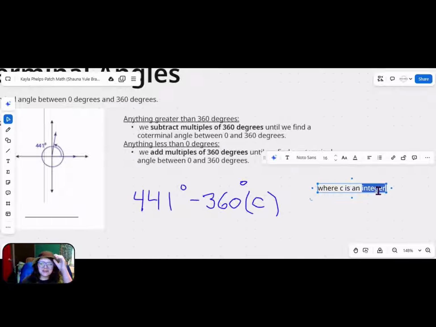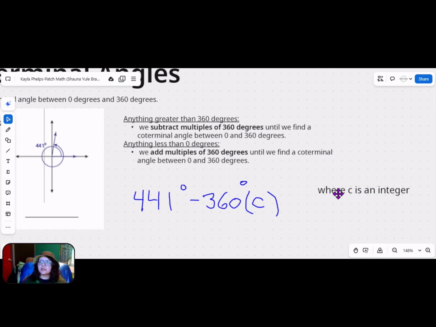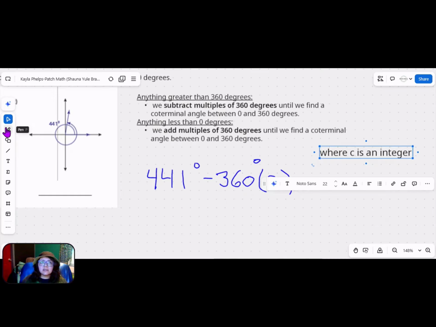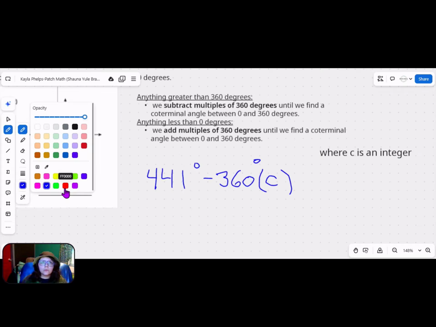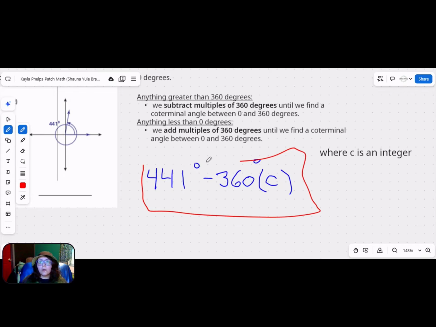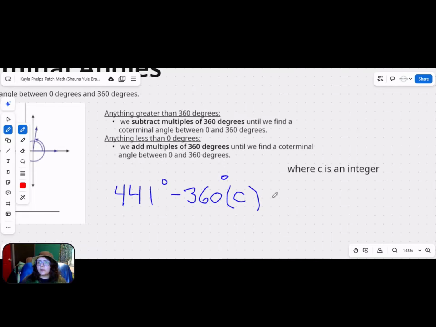So we can only do full rotations and not partial rotations. So c cannot be a decimal or a fraction. It must be an integer, something that is either positive or negative in whole value. In this case, our c is equal to 1. This right here will represent all coterminal angles. In fact, we can plug in any c in existence, and it's going to give us every single coterminal angle to 441. So we're going to go where c equals 1.